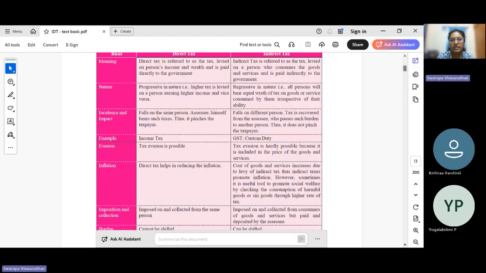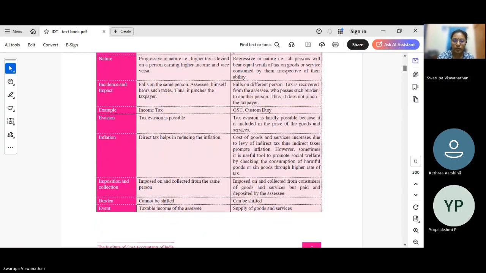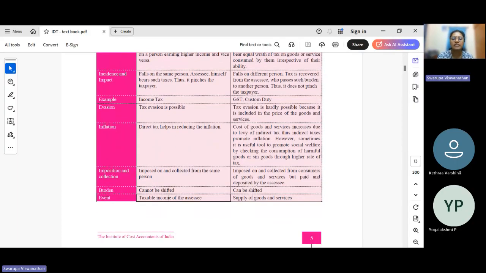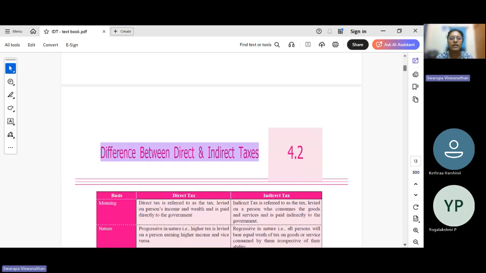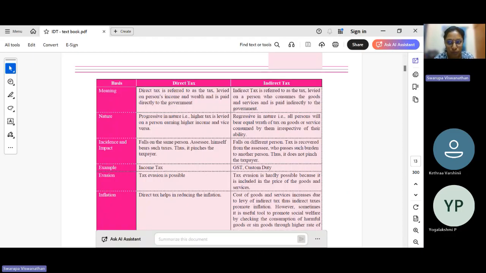The burden cannot be shifted in case of income tax. In case of direct tax, the person who is earning the income has to pay the tax. But in case of indirect tax, the burden of tax is shifted from the seller to the ultimate consumer. The taxable event in case of direct tax is earning of income. In case of indirect tax, it is supply of goods and services. Again, you need to identify and note down the important pointers with respect to DT and IDT as given in the book.